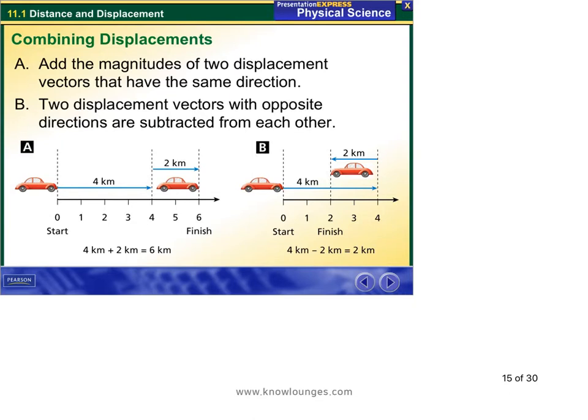Now they go in the opposite direction. We take the 4 kilometers, subtract the 2 kilometers, and our result, which we call the resultant displacement, ends up being 2 kilometers. So adding or subtracting. When things are in the same or opposite direction, it's rather simple to figure out what we call the resultant displacement.